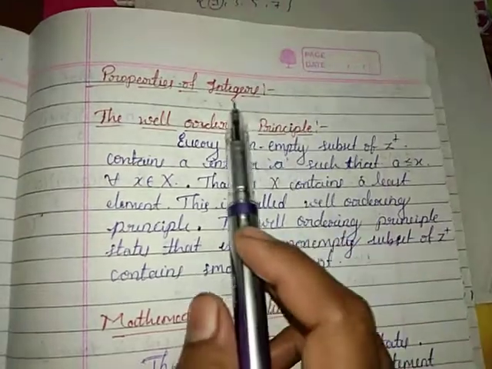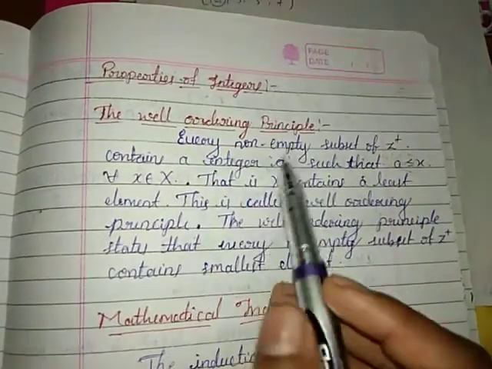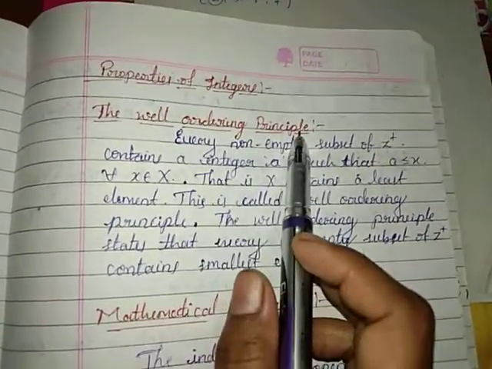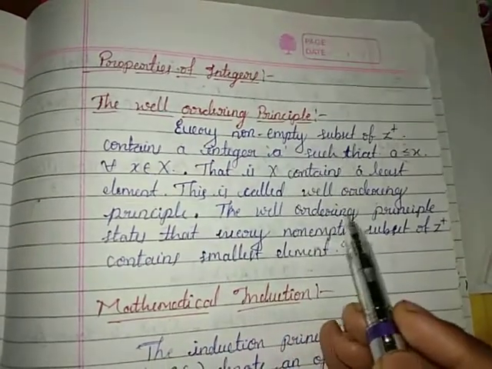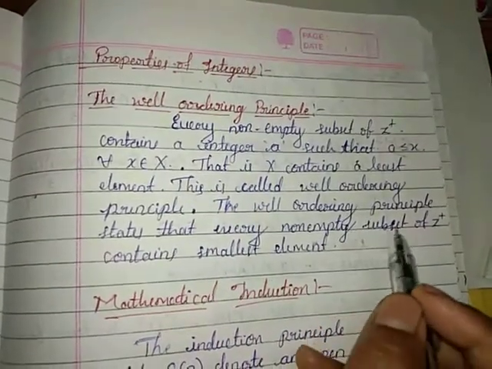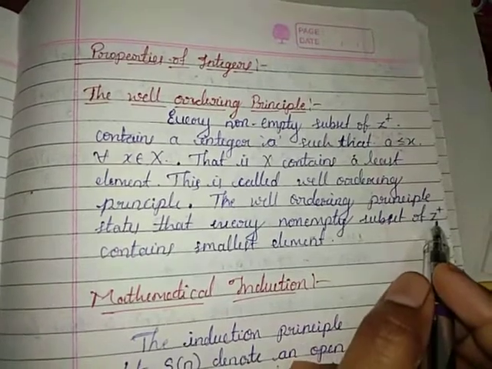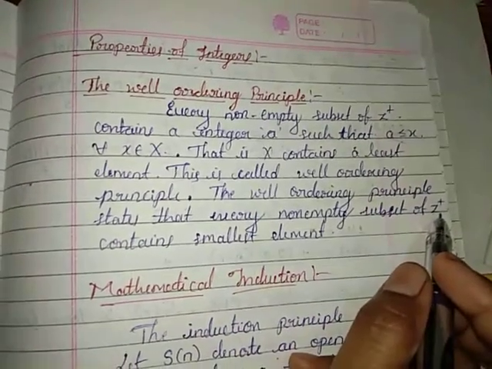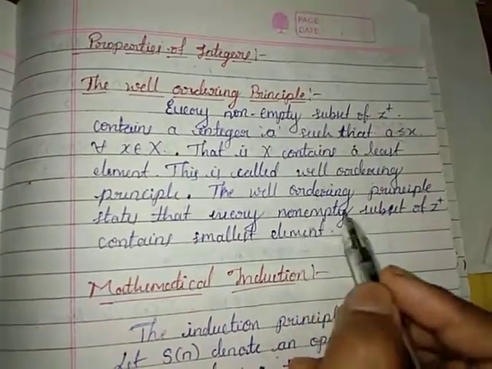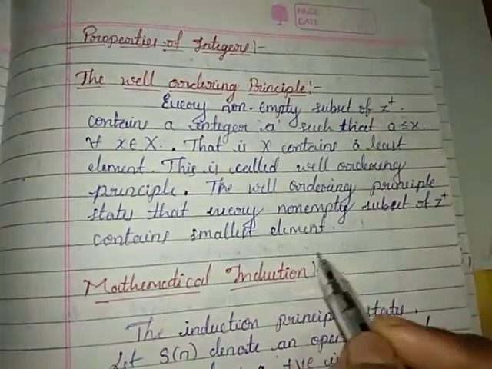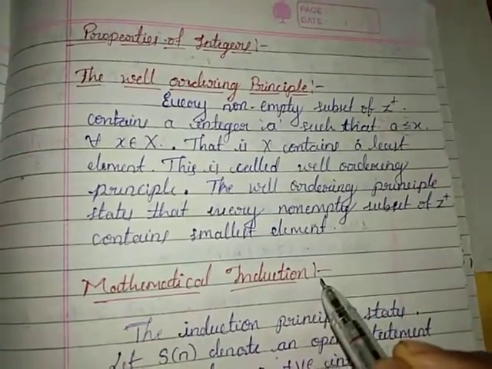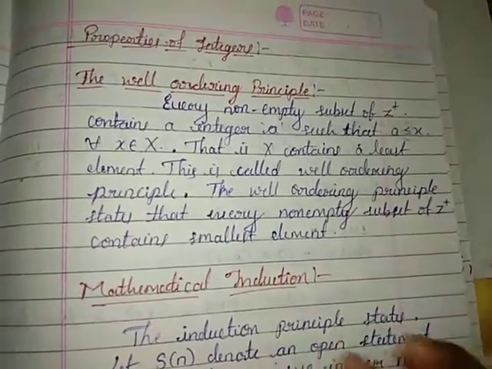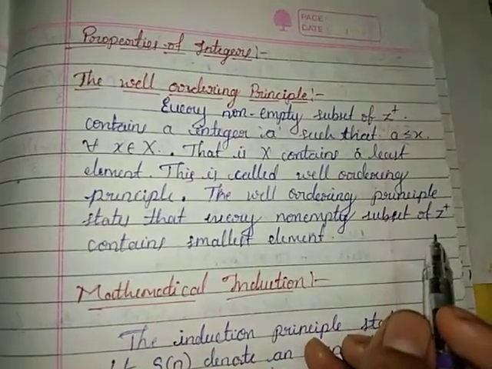In the class, we are discussing the properties of integers. In that, the first one will be the well ordering principle. The well ordering principle is nothing but that every non-empty subset of Z plus, the positive integers, contains the smallest element. Positive integers can also be considered as natural numbers.